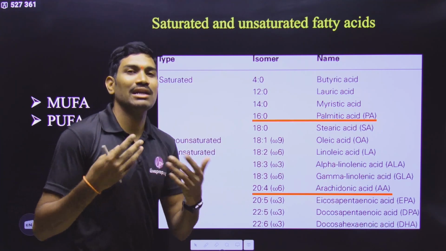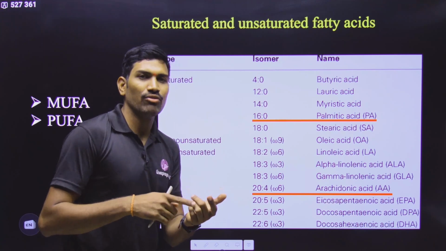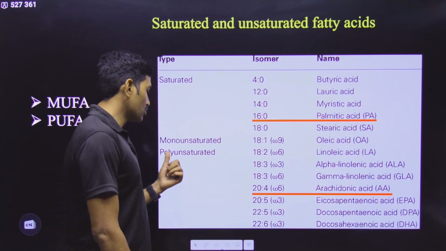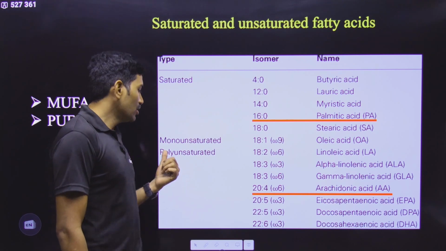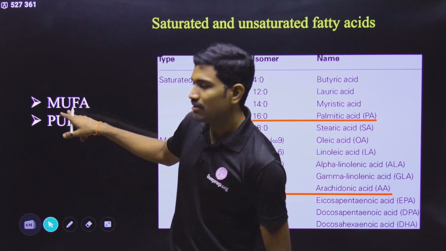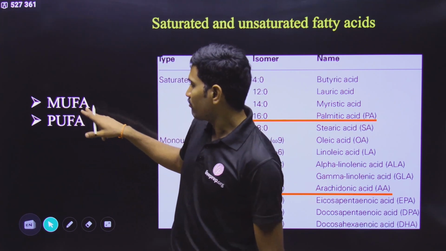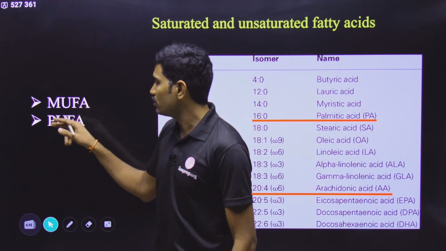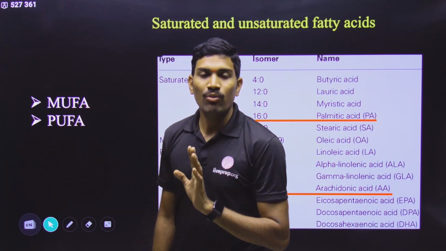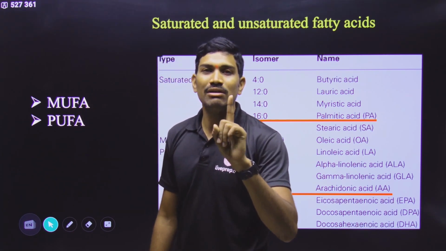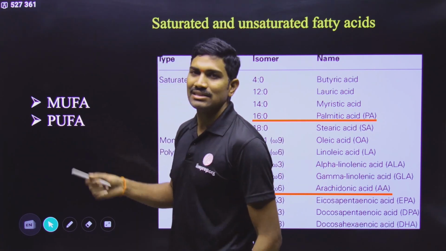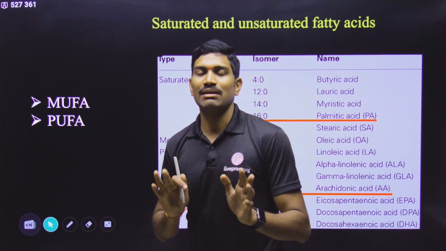If more than one are present, that means either 2, 3, 4, 5, 6, whatever the number, then it is called poly. Poly means what? Many, right? So polyunsaturated fatty acid. Generally here we are giving these names, MUFA and PUFA. What is this MUFA? Mono unsaturated fatty acid, which will have only one carbon-carbon double bond. Polyunsaturated fatty acids will have more than one carbon-carbon double bond.